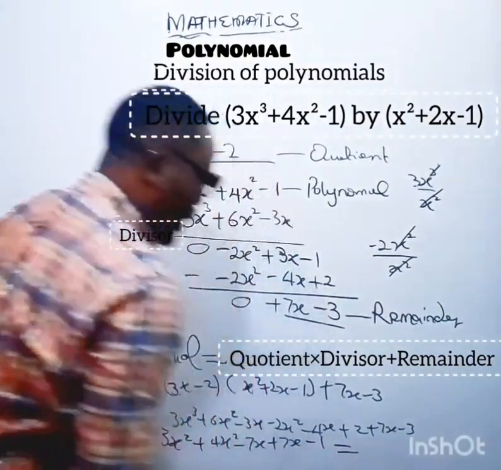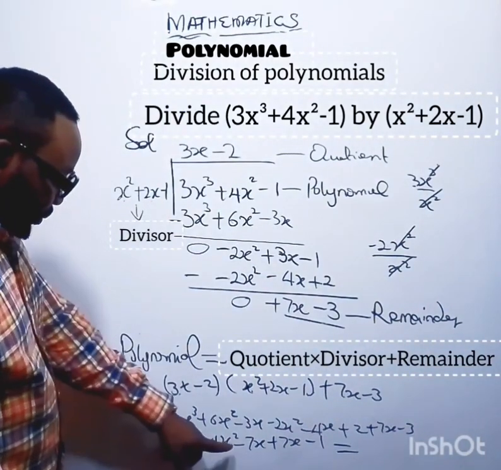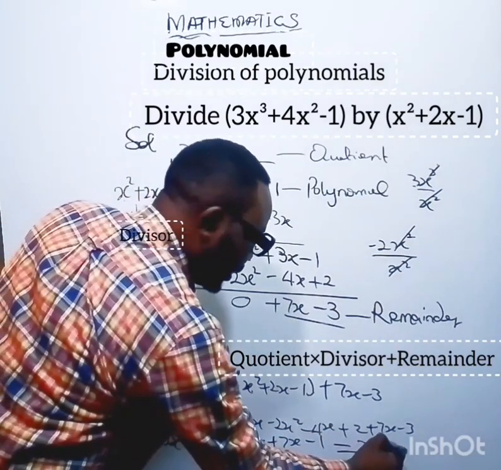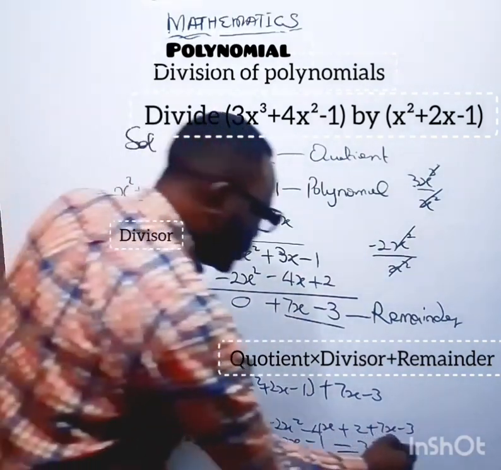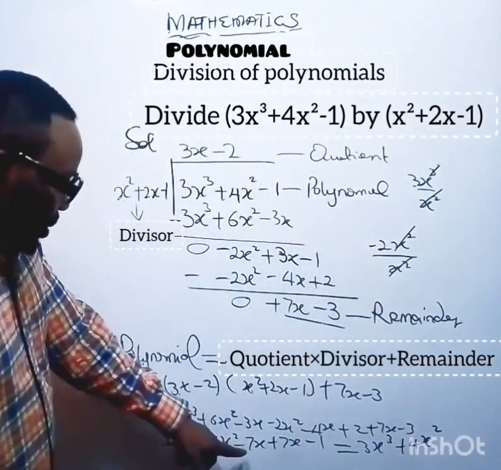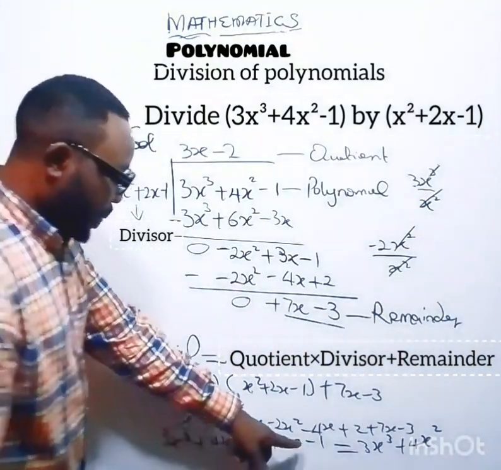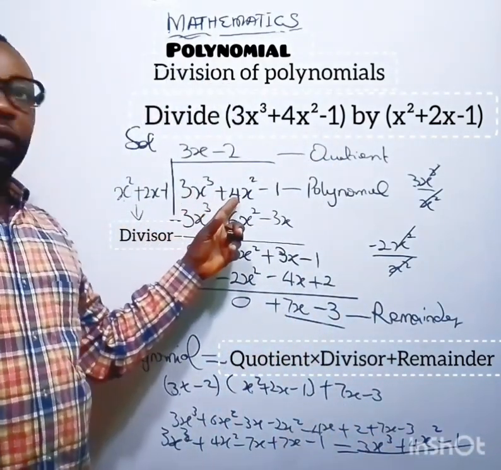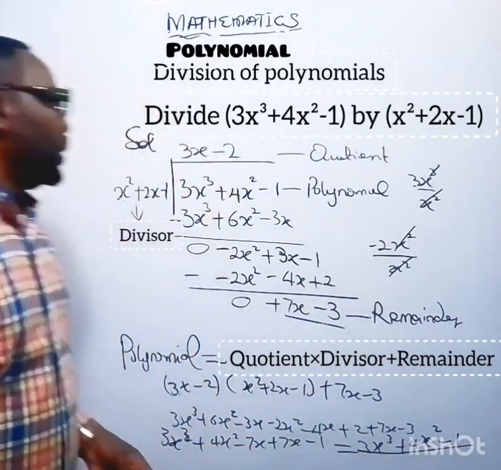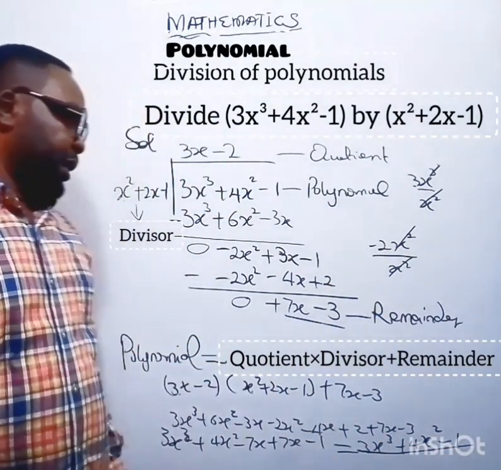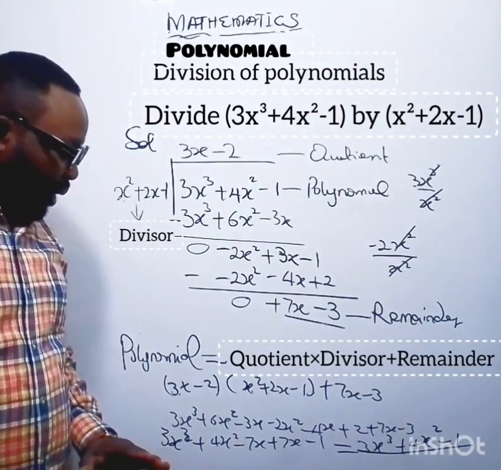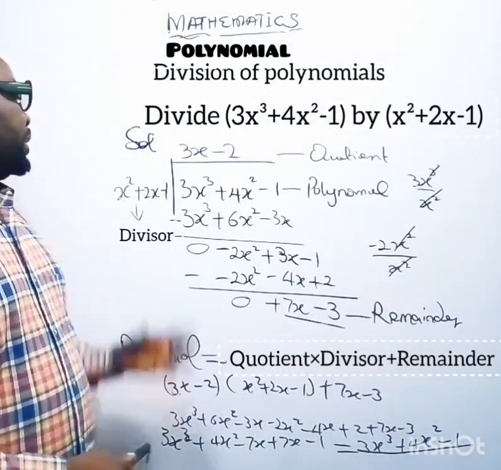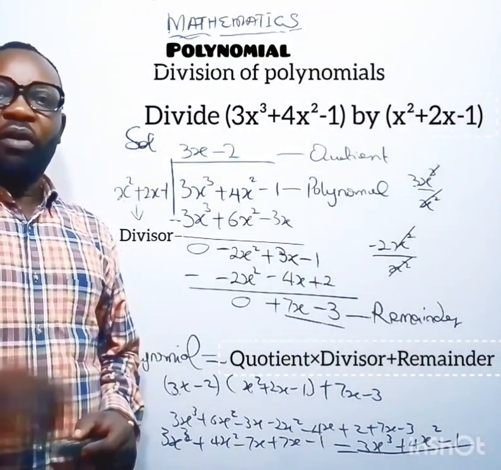So which will eventually be equal to 3x raised to the power of 3, plus 4x squared, minus 7x plus 7x, that was 0, minus 1. If you look at the polynomial value given to us, that's a function of x, you will discover that the same value has been achieved here. So in that case, we are sure that the polynomial is equal to quotient multiplied by divisor plus remainder. How about another question? Stay tuned.